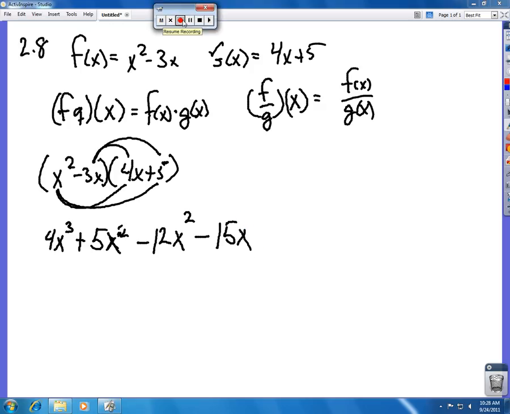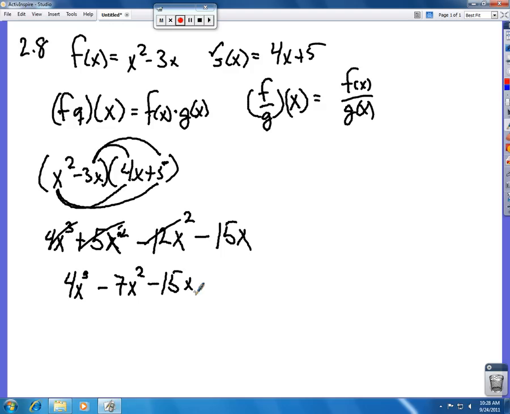Okay, so now we just have to combine like terms. The 4x cubed, there's only one of them, so that's going to drop down. The 5x squared minus 12x squared, you're going to have 5 minus 12, so that's going to give you a negative 7. And then the variables, they just drop down. And we only have one left, so that will drop down as well. So this is what we end up with on the left-hand side.